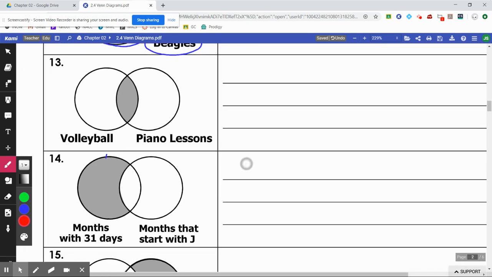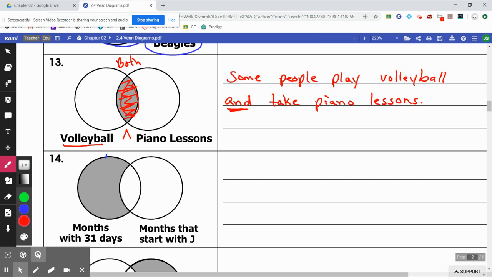Notice here that we're talking about the overlap. We've got overlap between volleyball and piano lessons. One word comes to mind when I see that, and that's both. So some in the middle: some people play volleyball and, remember, that's the and, some people play volleyball and take piano lessons.